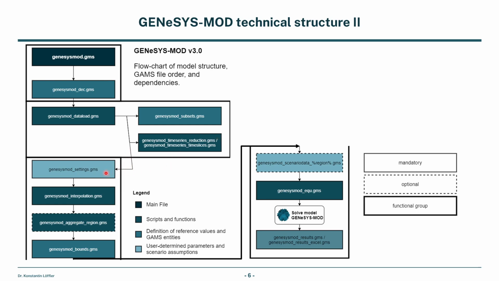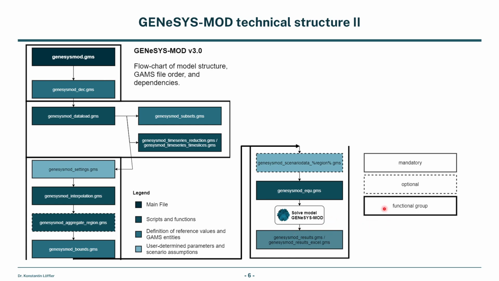Then everything is passed onto the settings file, which is followed by the interpolation file. There's also one file that allows you to aggregate multiple regions into one region if you wish to do so, for example, for some basic testings. Then the bounds are read in, then the scenario data as a last step before the equation. So this is really also if you want to override some stuff because of some region-specific issues. Then the actual constraints are constructed, and then the model is being solved. After the model has been solved, everything is passed onto the result script and then being output, essentially.